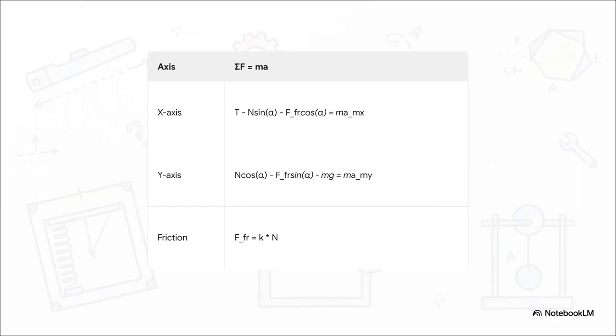For the x direction, we look at all the horizontal forces. Now, some of our forces, like the normal and friction, are at an angle, right? No problem, we just use a little trick, our sines and cosines of alpha, to find their horizontal and vertical parts. And don't forget our friction equation, that's an easy one. Friction is just the coefficient k times our normal force N.